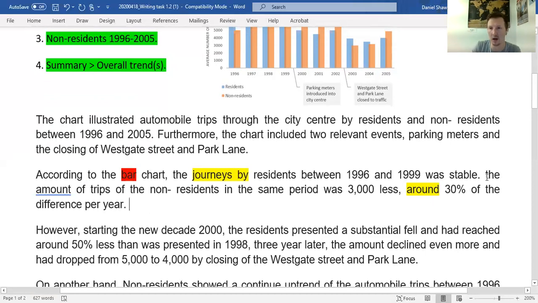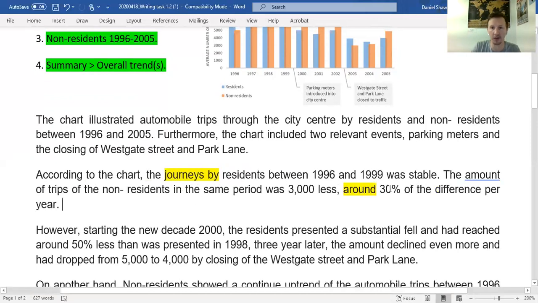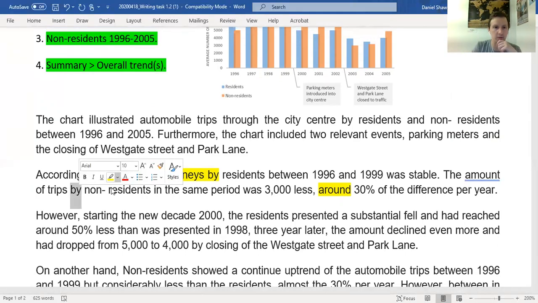So yeah, we need a capital letter here. We need to take out this word. So again, this is a little clearer, a little easier to follow again. So let's see what we can do here. The amount of trips of the non-residents. So the amount of trips by non-residents. Yep, so again, we can fix that. And then again, we have a little bit of a shorter paragraph.